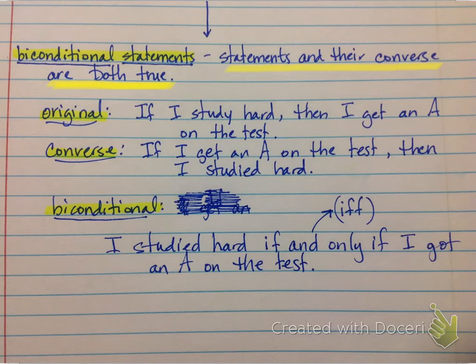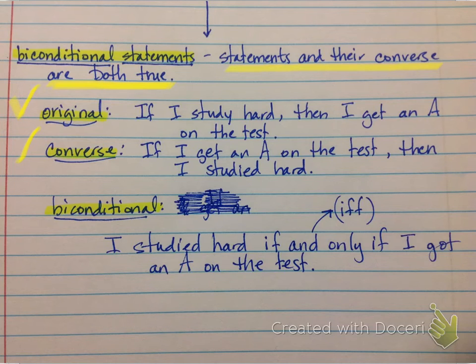So, for example, you have the original statement right here. If I study hard, then I get an A on the test. The converse of that statement, if I get an A on the test, then I studied hard. So basically switching the hypothesis and the conclusion.